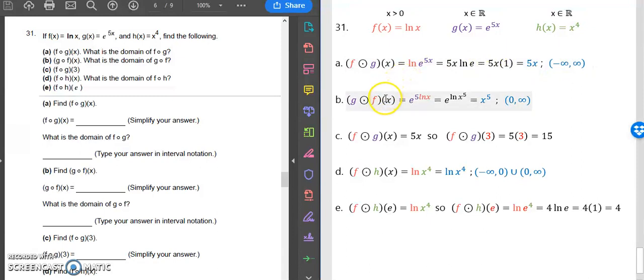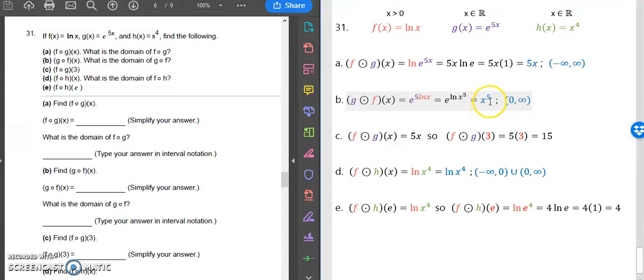Now for part B, we're switching them around. We're plugging f of x into g of x. So we're taking this ln x and we're going to plug it in for x here into the g of x function. So we'll have e to the 5 ln x here. So now we have e to the ln x to the 5th power. Remember, we have inverses here. This e raised to the log base e will undo each other and we would simply be left with x to the 5th power.